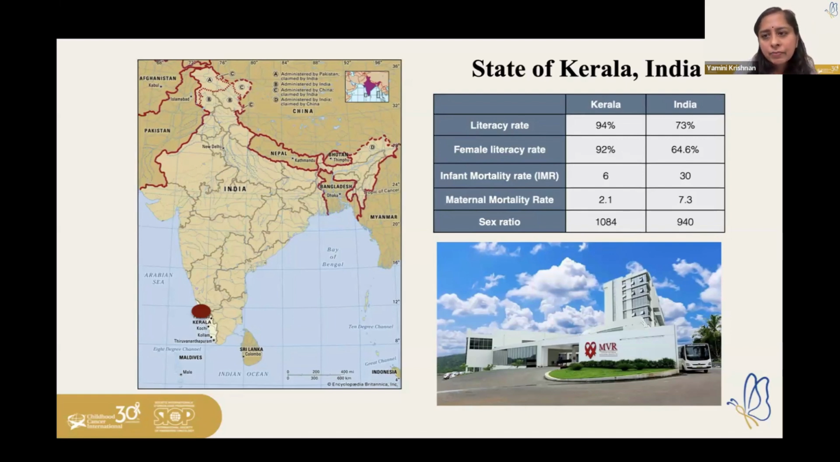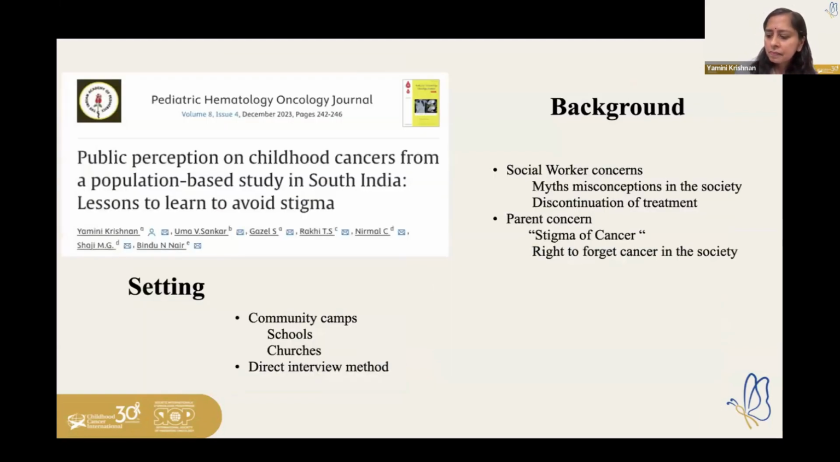And I work in MVR Cancer Center, which is situated in a rural setting. So this is our publication, and we got it published last December in the Paediatric Hemato-Oncology Journal. The background of our study was that social workers had informed us about a lot of concerns in the society, lots of myths, misconceptions regarding pediatric cancer, and many of the children were discontinuing treatment because of these myths. And the second concern was the parental concern on the stigma of cancer.